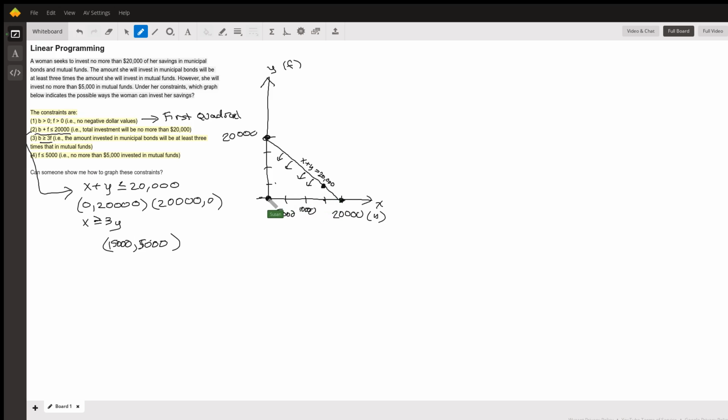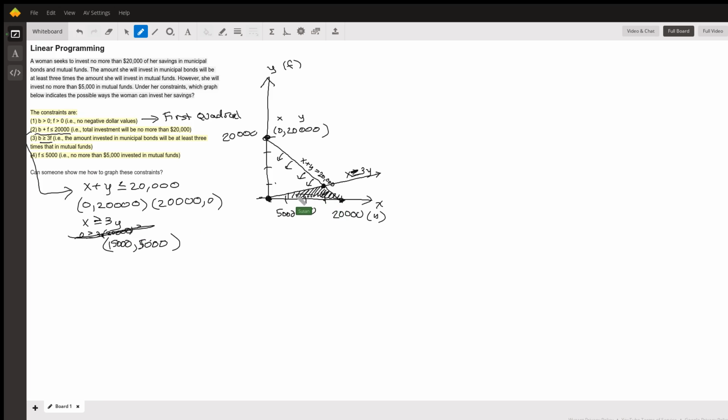And so this constraint is going to be this line. This is X is greater than or equal to 3Y; well, this is the equal to part. I want to find which side has the greater than part. If I look again, I can pick a point like (0, 20,000), where x is 0 and y is 20,000. Is 0 greater than or equal to 3 times 20,000? No, that would not be the case. So it's going to be below.